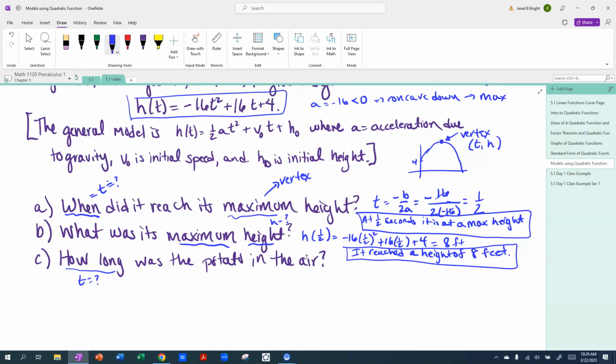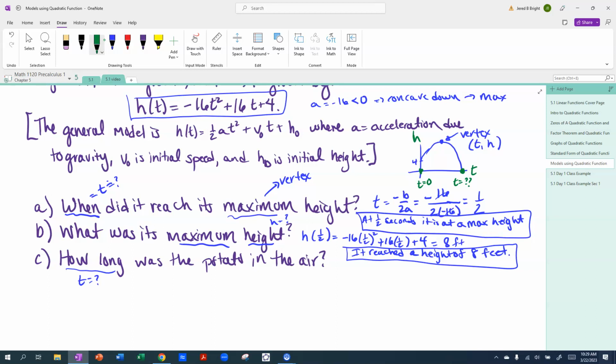Now, the last question. How long was the potato in the air? Okay, now in this little sketch that I drew, vertical axis is height, horizontal axis is time. I know I can't have negative time, so it would begin to be in the air at time equal to 0. When it would end would be this other place, time is equal to, I don't know what it is. But how can I find that?